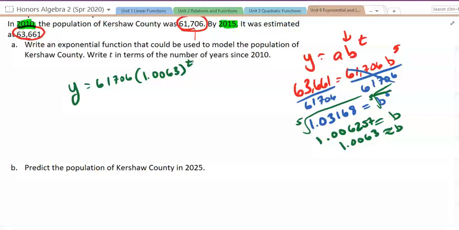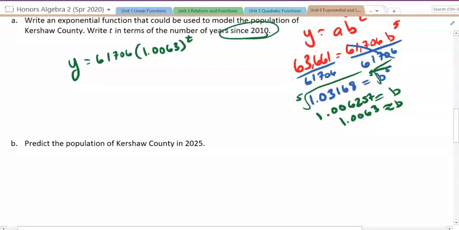Now, Part B asks us to predict what the population will be in 2025. Well, how many years is that since 2010? Well, that's 15 years. And so this next part is very straightforward.